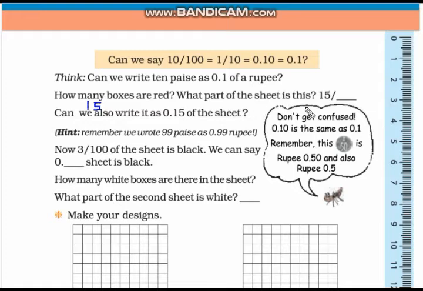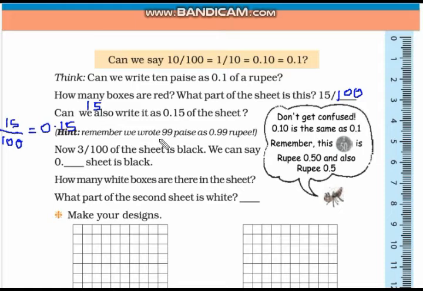And what part of the sheet is this? So this is 15/100th part of the sheet. So 15 upon 100. Can we also write it as 0.15 of the sheet? Yes, because 15 upon 100 is in fraction form. If we want to write it in decimal, we can write it as 0.15. That means it is 0.15 of the sheet. So 15 upon 100 we can also write as 0.15 of the sheet.